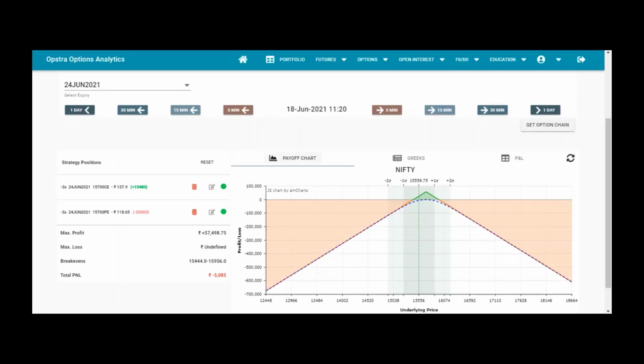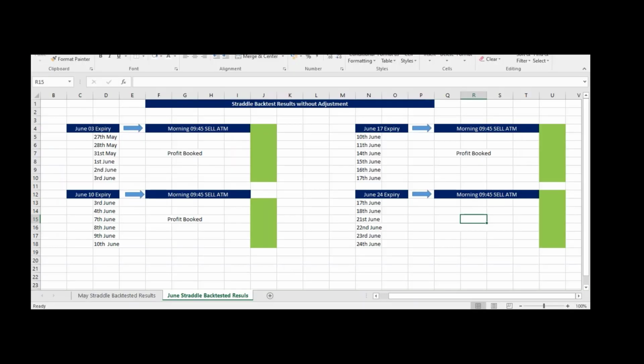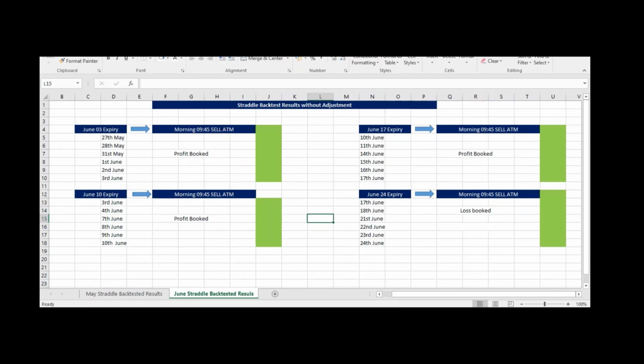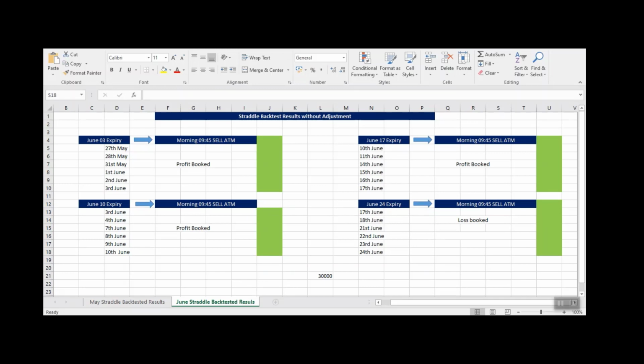4,000. Okay, our stop loss is hit here. So on 18th June we booked the loss. So in the month of June, out of 4 expiries, in 1 expiry we made a loss and in 3 expiries we booked profits. So in this month also we made a profit of 30,000 rupees.